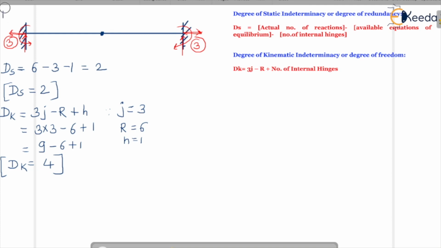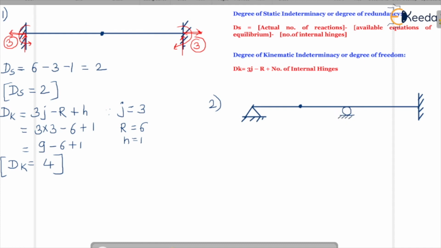So this is our problem 1. Now let us move to the second question. Let us consider a beam again. For this particular beam, one end is fixed, the other end is hinged, and there is also one internal hinge over here, and there is also one roller support. So this is the type of beam.